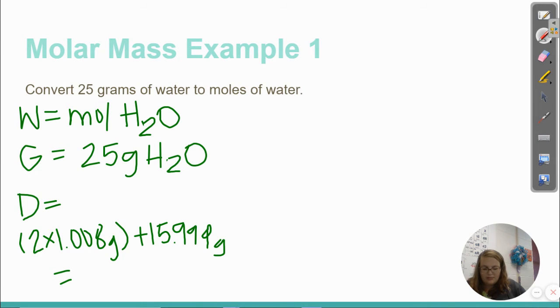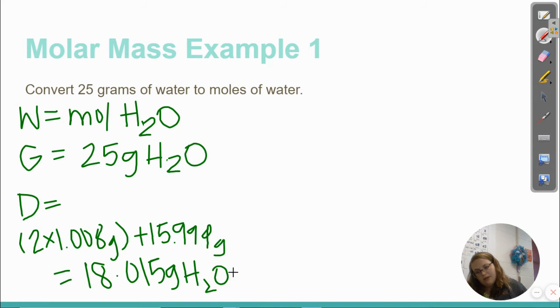And this is exactly how I'm putting this in my calculator with the parentheses and everything. So my molar mass of water is 18.015 grams of H2O is equal to 1 mole of H2O.